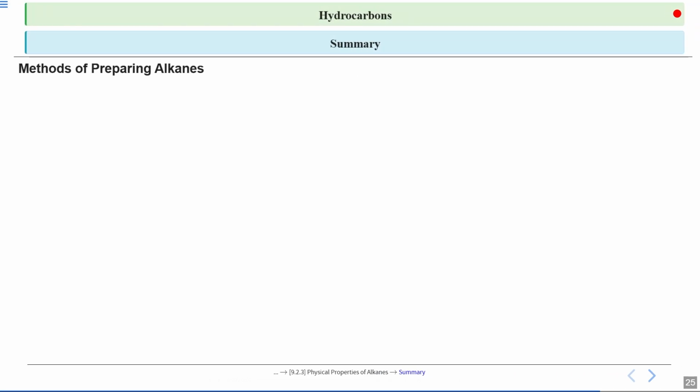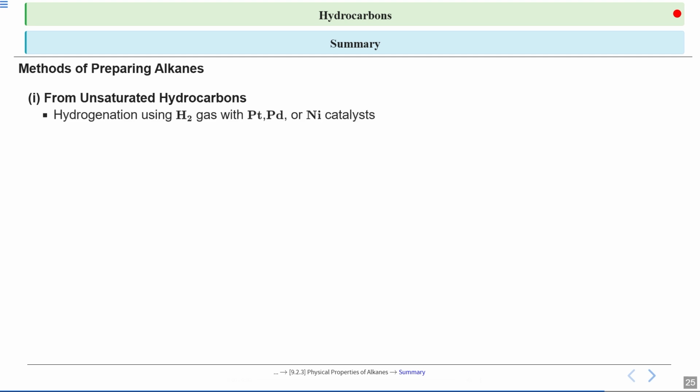Let us now summarize today's lecture. So we started with the methods of preparing alkanes. The first method was from unsaturated hydrocarbons. This was done using hydrogen gas with a platinum, palladium or nickel catalyst, where platinum and palladium require room temperature and nickel requires high temperature and high pressure. It can convert both alkenes and alkynes to alkanes. So this was the first method.